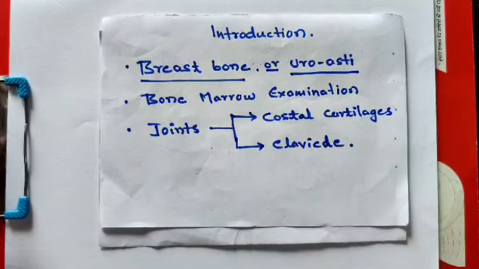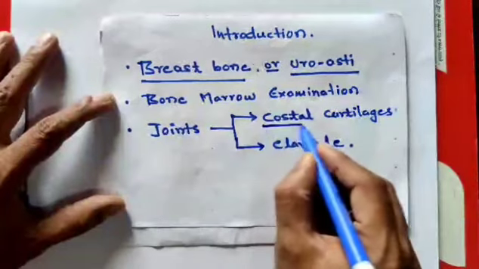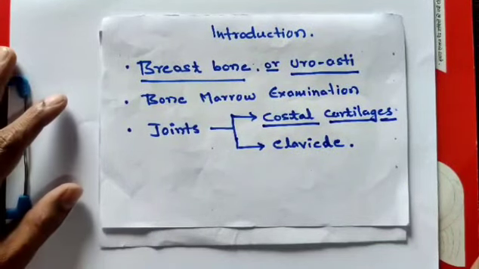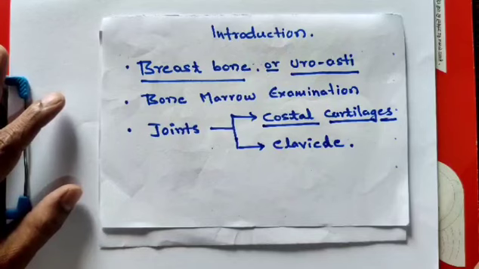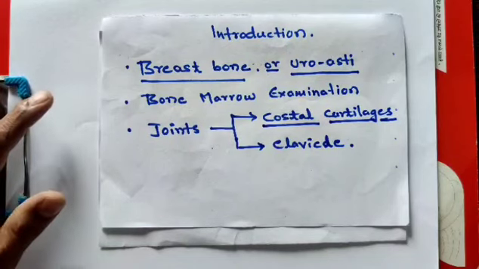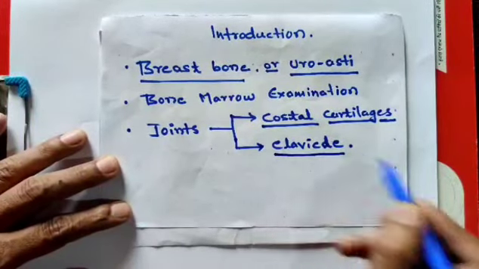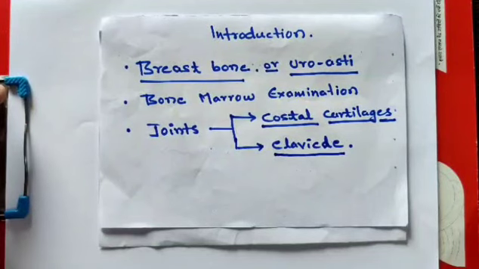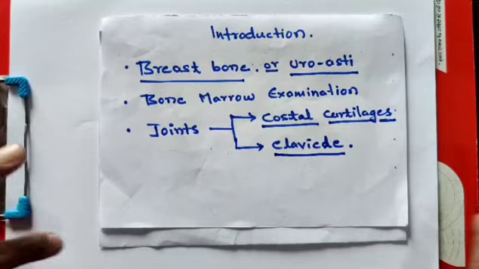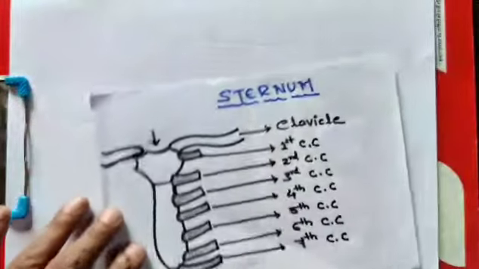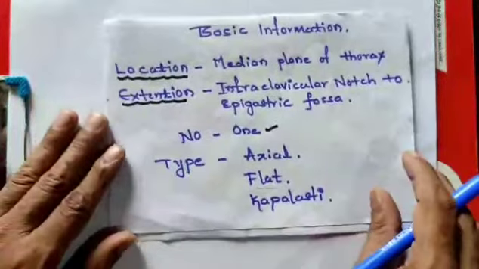This bone is also involved in the formation of two important joints. One joint is with the costal cartilages. The 7 costal cartilages articulate with the lateral border of the sternum and form the chondrosternal joint. And in the upper part, the sternum articulates with the clavicle, and the joint is known as the sternoclavicular joint. Next, we are going to discuss the basic information regarding the bone.